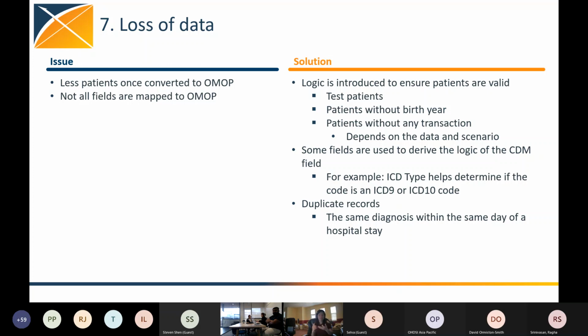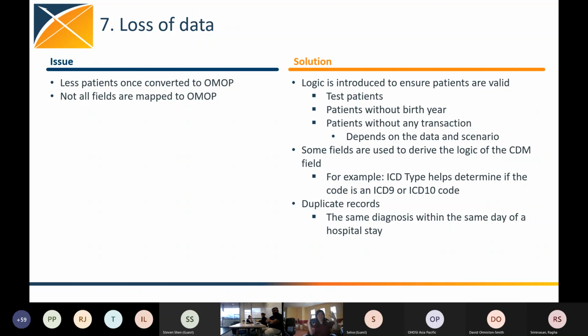So by that time, my record count dropped from the original source, because we do a source to CDM comparison, right? I literally dropped over 27% of the patients. And then more than 50%, or I think it's 30 or 40%, of the transactional records, because they're tied to patients that were not valid, right?